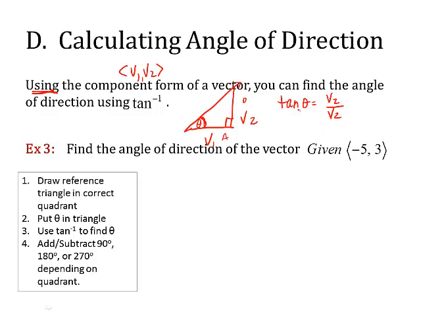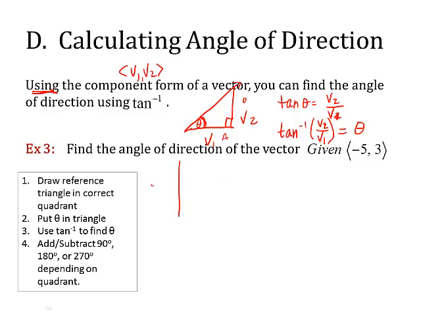Remember when we've done this before, if you need to solve for the angle, you take the inverse tangent of v2 over v1. Sorry, that should be a v1. And that is going to give us theta, right? So hopefully that makes some sense. So let's do this. Find the angle of direction of the vector given the component form negative 5, 3.